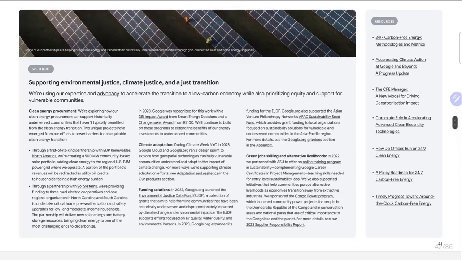Okay, so there is a case study supporting environmental sustainability spotlight, like we can see supporting environmental justice, climate justice and just transition. So clean energy procurement, climate adaptation, fund solutions, green job skills and alternative livelihood. So all those areas of interest have been highlighted related to this particular materiality topic.